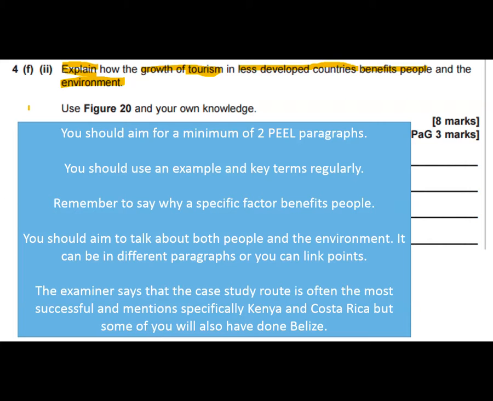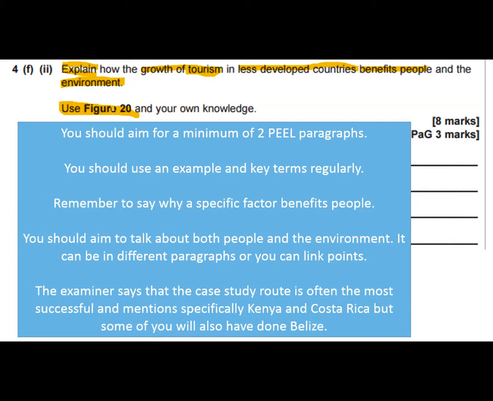The examiner, in this particular case, said that the case study route was the best way to get all of the marks. So if you can talk about a specific case study and how in that specific case study people were helped by the increase in tourism, that was good. He mentioned specifically Kenya and Costa Rica, but we have also done Belize as well. So you need to talk about specific things that have happened in those countries to do with tourism that help people's lives. So you can talk about quality of life and standard of living as well. There's loads of information. Remember to use figure 20 as well.